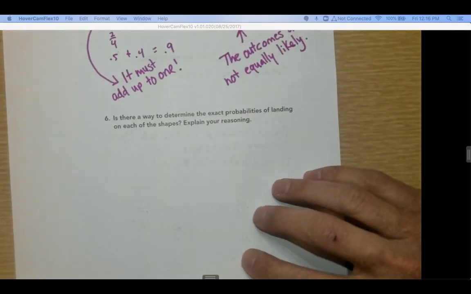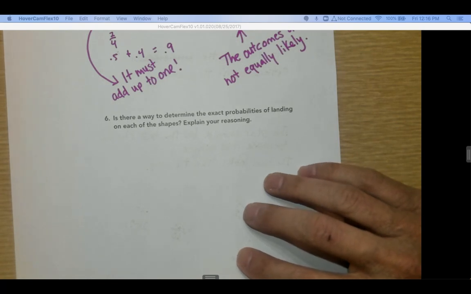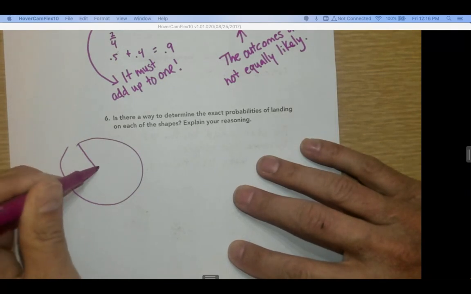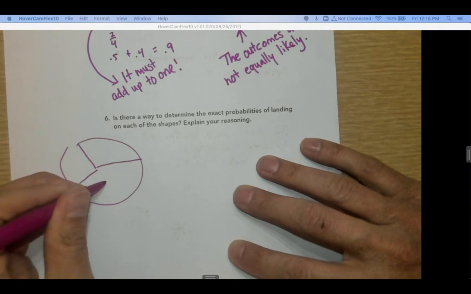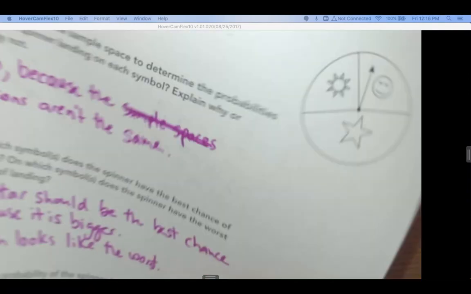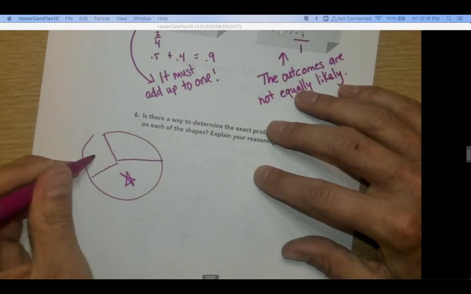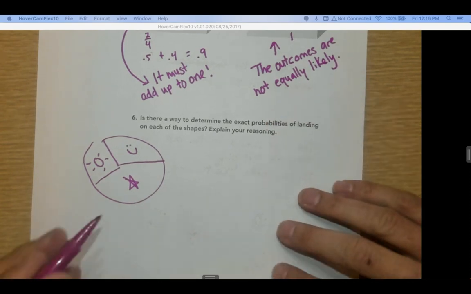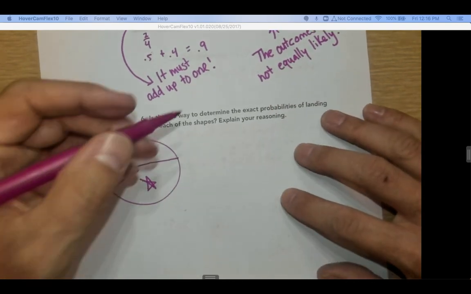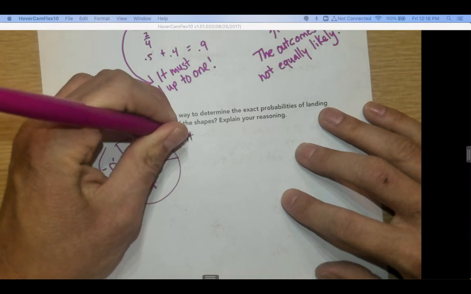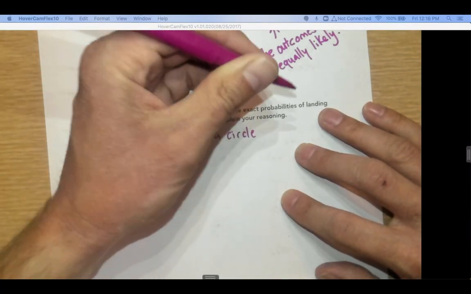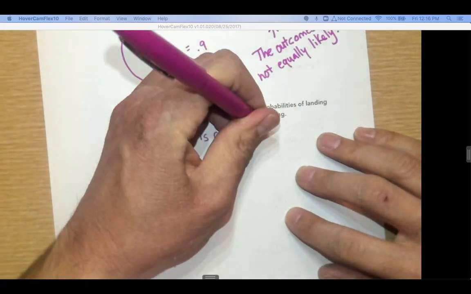Is there a way to determine the exact probabilities of landing on each of the shapes? Explain your reasoning. Well, if I think back, it was like this, and then it was like this, and then it was like this. And so this was the star. This was the sun. Then this was the smiley face. And I'm looking at this, and I know that it's a circle. It is a circle spinner, or it forms a circle.